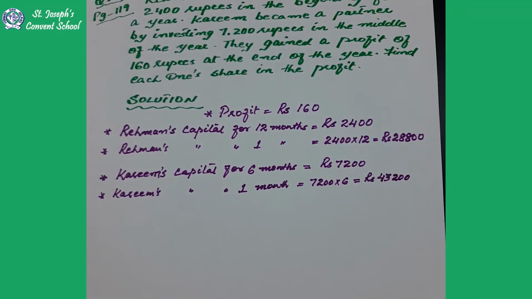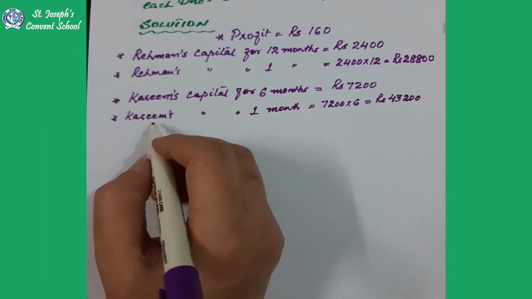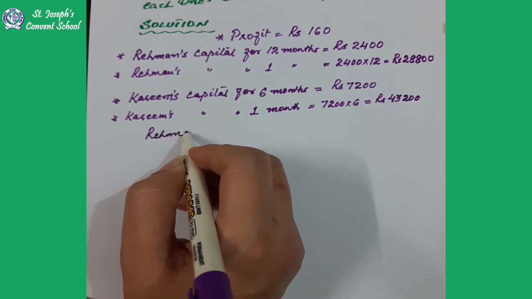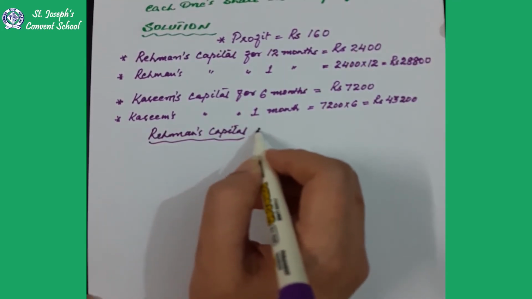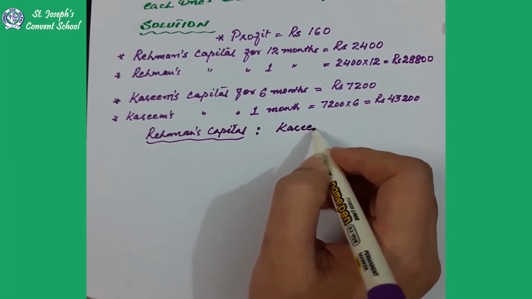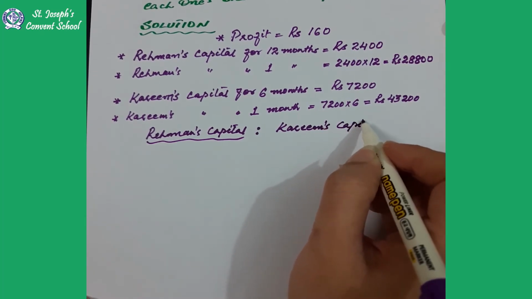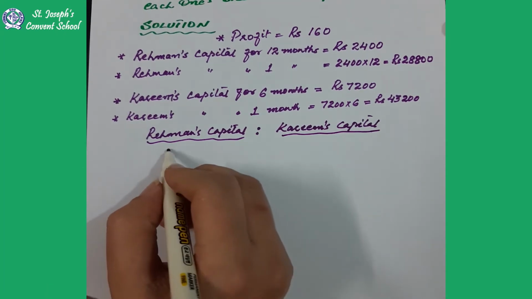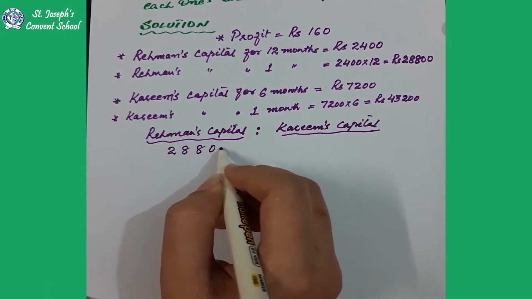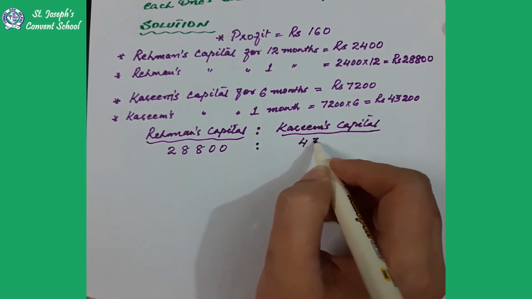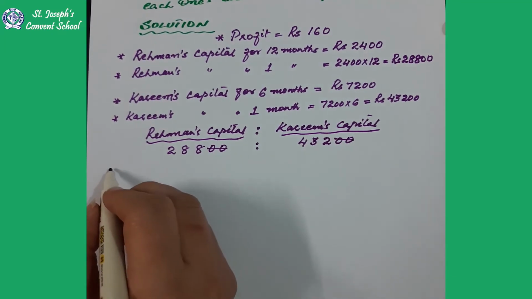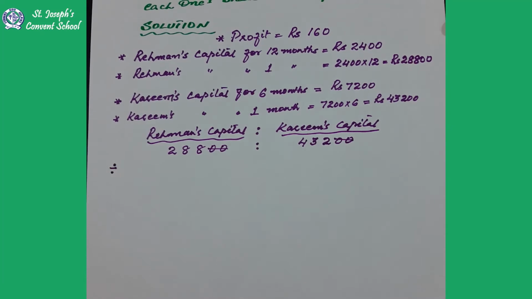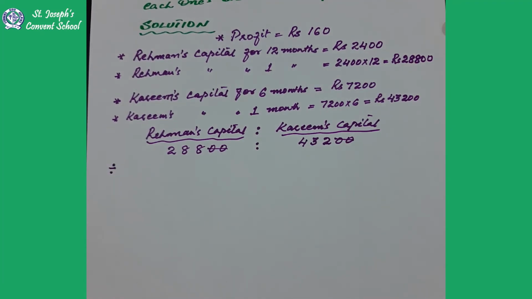Okay. Now we have the amount. We'll find the ratio between these two. Rahman's capital is to Kareem's capital. Capital is the amount. So the ratio between them is 28800 is to 43200. Now we will cancel the zeros. Let's divide this. Let's check in which table it goes. You can take a small table also, you can start with 2 also, it's up to you which number you are taking for division.